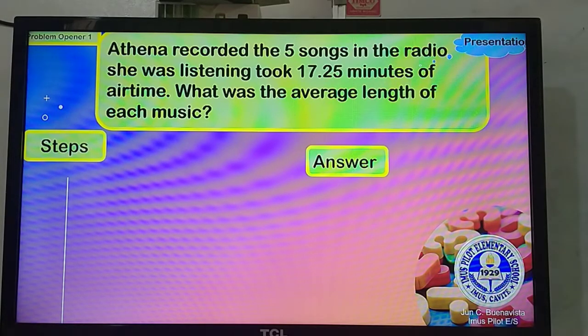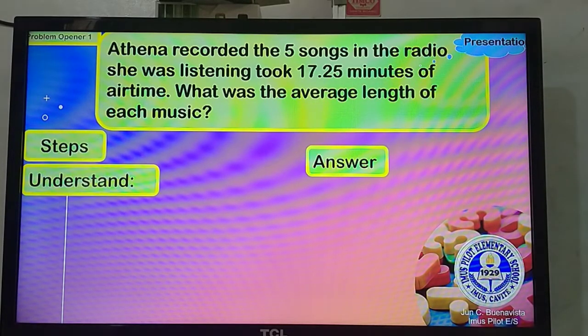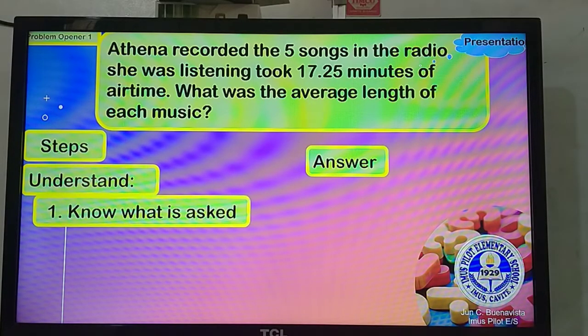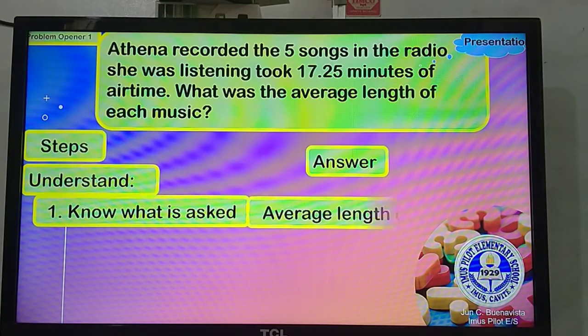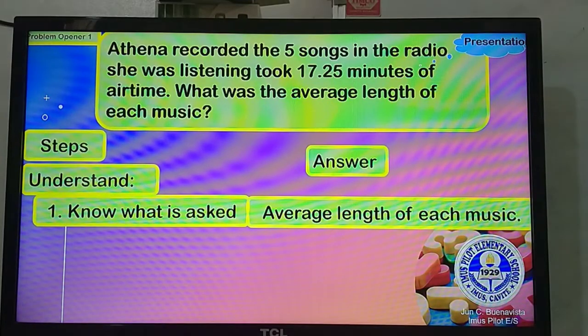So step 1 is understand. How do you understand the problem? To understand the problem, you are going to first know what is asked. Alamin muna kung anong hinihingi sa problem. So in that problem, it asks about the average length of each music. So that is the answer. The problem asks about the average length of each music.